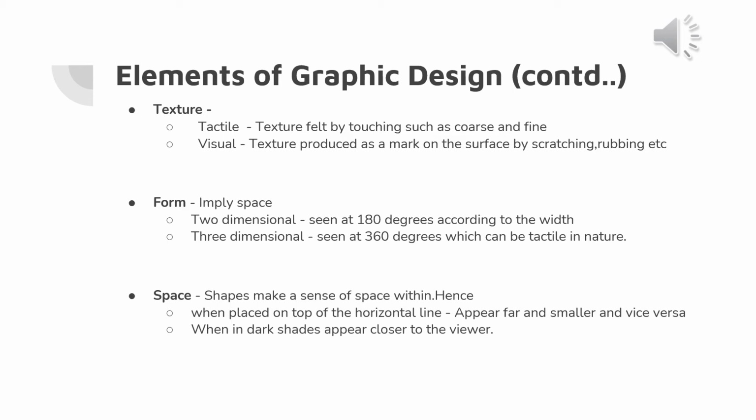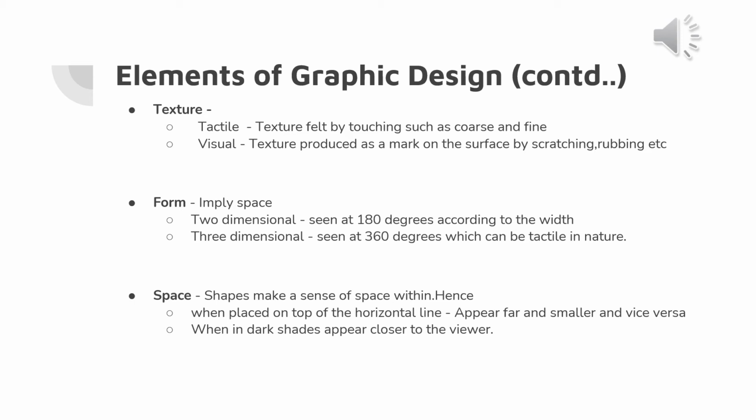Next is the space. Space looks at the sense of space that the shape occupies. Hence, when you imagine a horizontal line running across, and you place an object above the horizontal line, you feel that the object is far and smaller. Similarly, vice versa. When you place it below, or you place it on the line, you feel that it is closer to you.